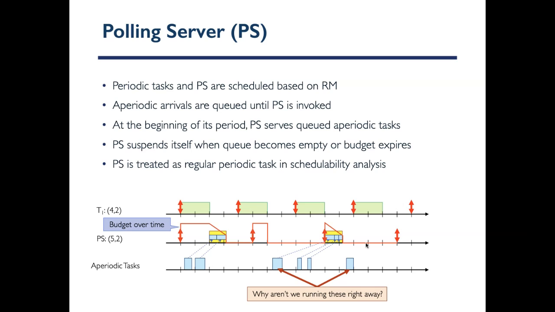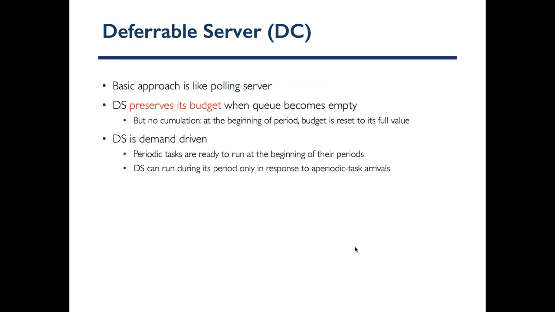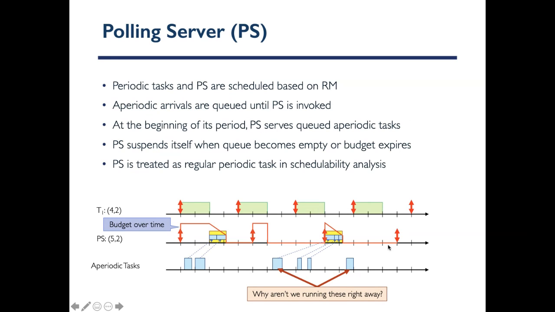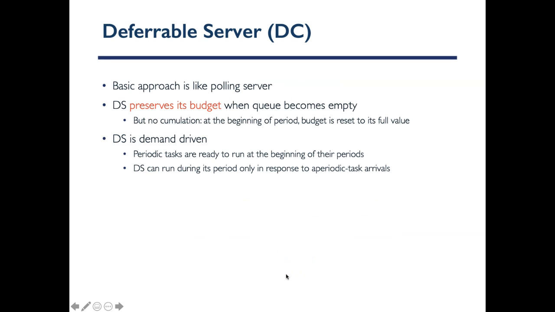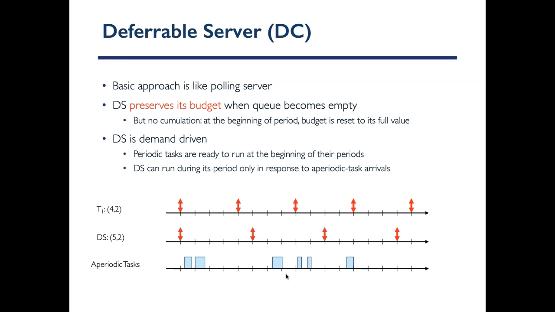Now, there is one way to deal with this to make sure that we actually run these two tasks potentially. And that is, well, what if we preserve our budget? What if we don't make our budget go to 0? Then you would have something like this. So for the same scenario, again, I'm showing. If you preserve your budget, now you can actually run this task.